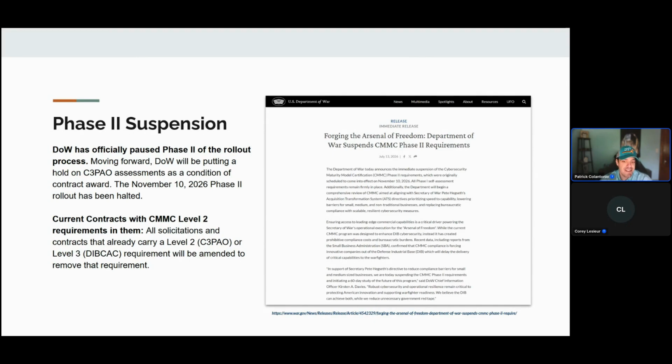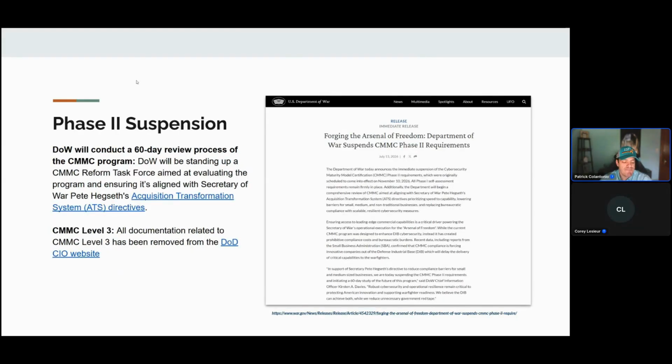In the meantime, I've heard hubbub or seen some things where people were like, "Well, we still have L2 required by us, even though the department said no one can insert that into contracts." So interesting. So phase 2 on pause, phase 1 still in effect, self-certification, and SPRS scores and all that stuff still reigns true.